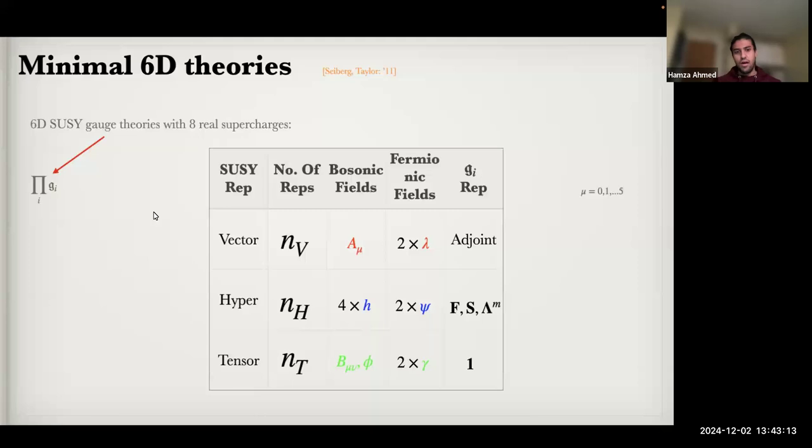Let me start by giving you the representations of the supersymmetry algebra in 6D. You have the vector representation, you have the hypers, and you have the tensors. And these tensors are precisely what lead to the exotic things that happen in 6D. The important thing for the tensor multiplet are the scalars phi and this anti-symmetric two-form B field, which is not something you usually find. Well, you do, but in lower dimensions.